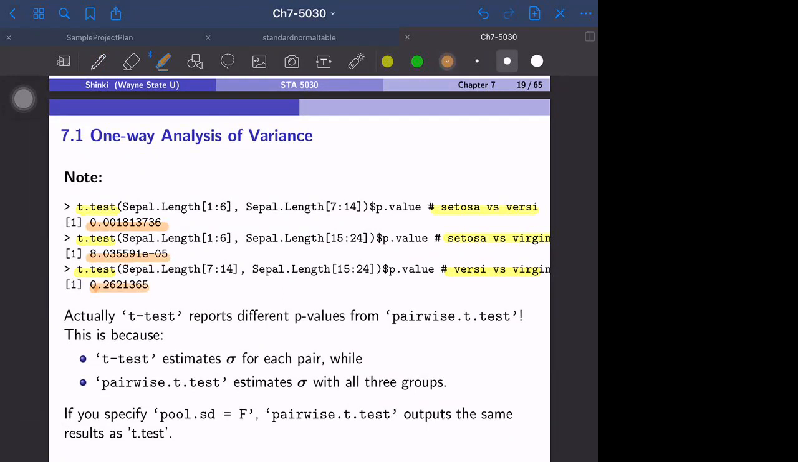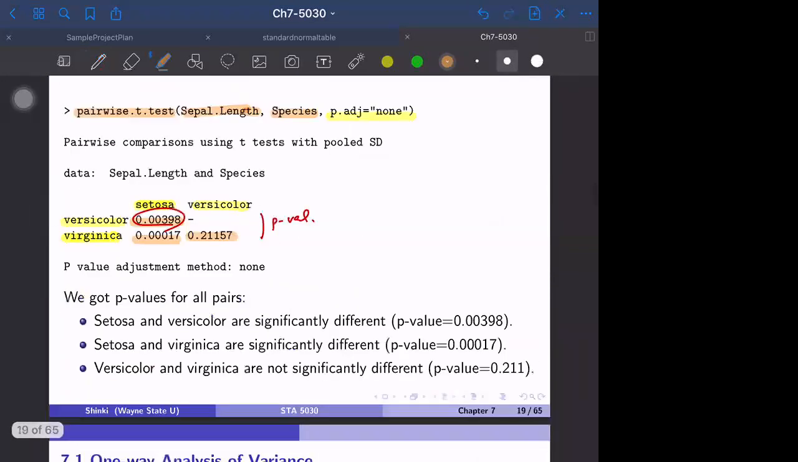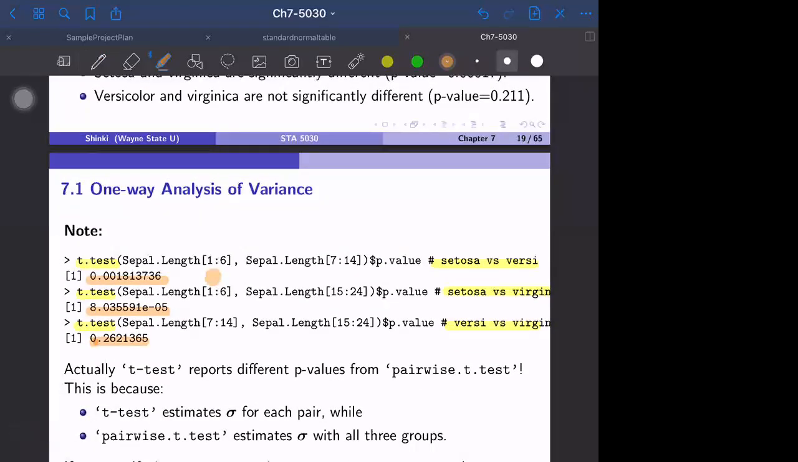So the first one, for example, Setosa versus Versicolor. Last time that was 0.00398. So it's not terribly different. You can see this one and this one are kind of close, at least in terms of the order of the size, but not exactly the same. And these 2 are similar. For example, this was 0.21, so it's similar, but still different.